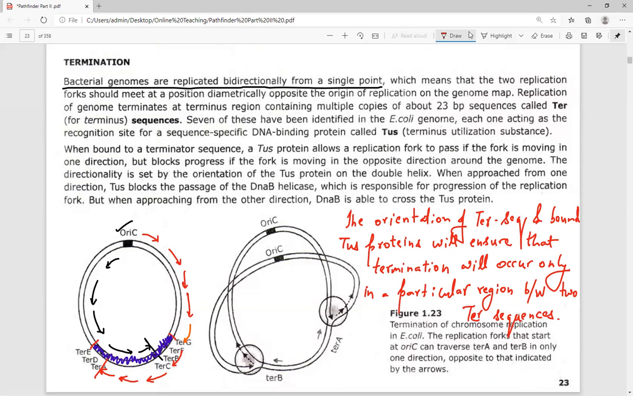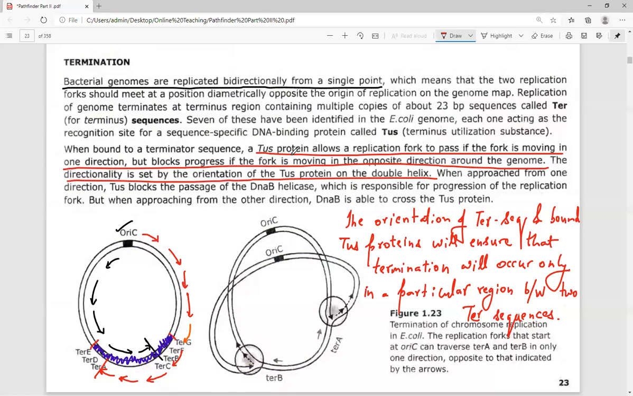Okay, this is what is given here. When bound to a terminator sequence, a TUS protein allows the replication fork to pass if the fork is moving in one direction, but blocks the replication fork if it is moving in the opposite direction around the genome. This directionality is set by the orientation of the TUS protein. That protein which is being produced here is referred to as the TUS protein, and the directionality is set by its orientation on the DNA double helix.